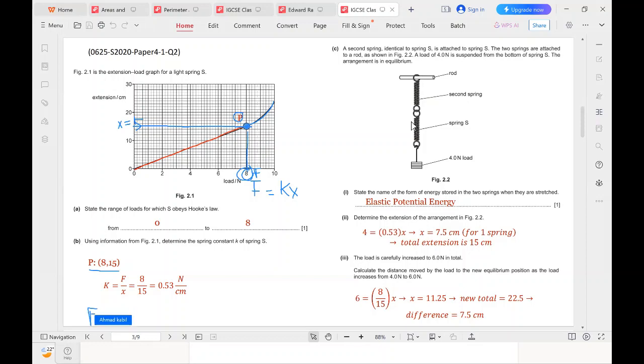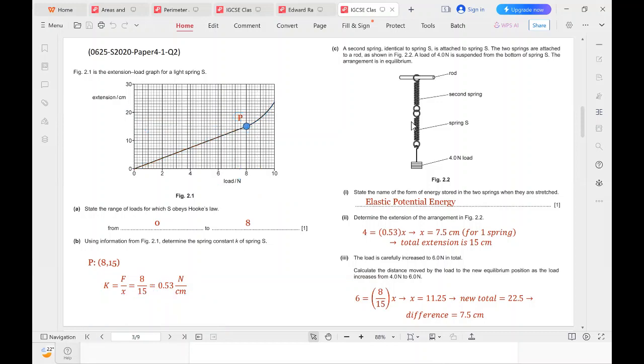Then F equals Kx. If we want to get K on its own, we can divide by X on the other side, so K becomes F over X. We said that F is 8 and X is 15. How did we get that? We got that from the graph. This is load in newtons, so this is F and this is 8. And this is extension in centimeters, so X is 15. Therefore, we have 8 over 15, and that's the final answer, 0.53.